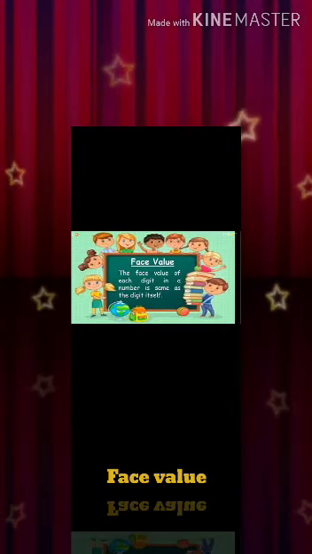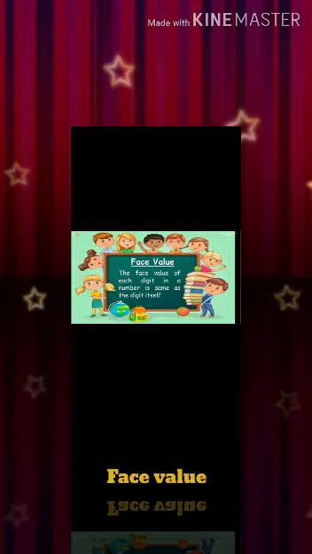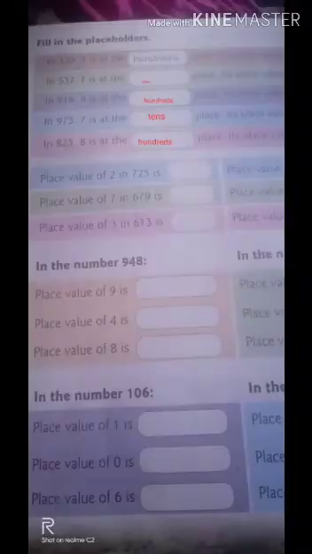The face value of a digit in a number is the actual value of the digit at whatever place it may be. You can understand with the example 456. Face value of 6 is 6, 5 is 5, 4 is 4. So this way you have understood the concept. Let's start with the book work.